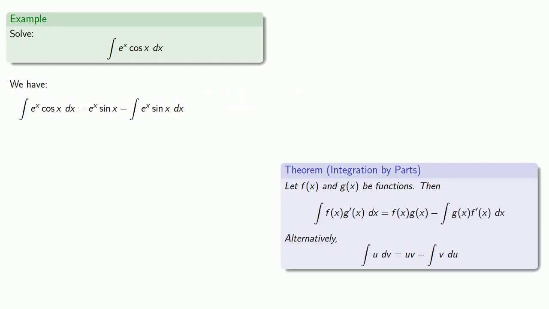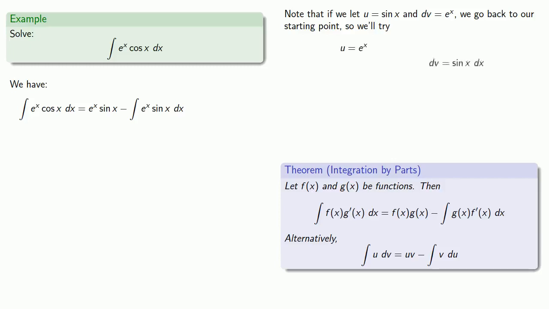So let's do integration by parts once again. This time we notice that if we let u equal sine x and dv equals e to the x, we actually just go back to our original problem. So let's use the choice u equals e to the x and dv equals sine x dx. Differentiating u, antidifferentiating dv, and applying integration by parts.